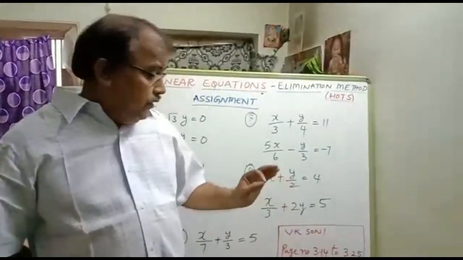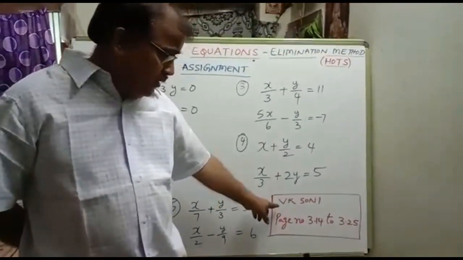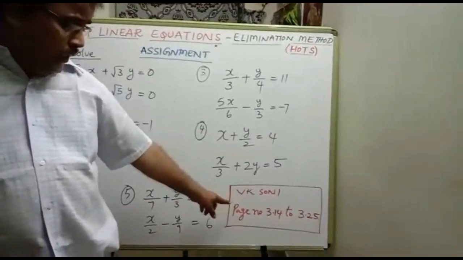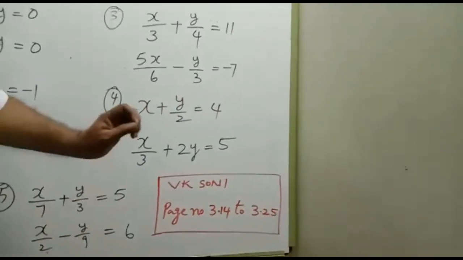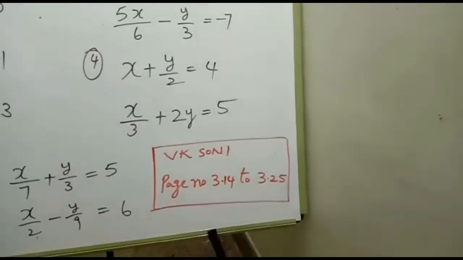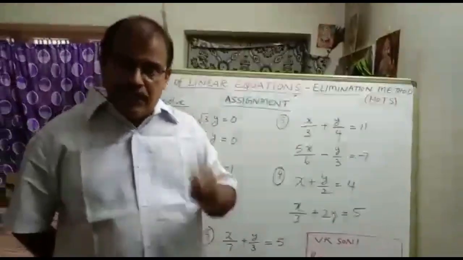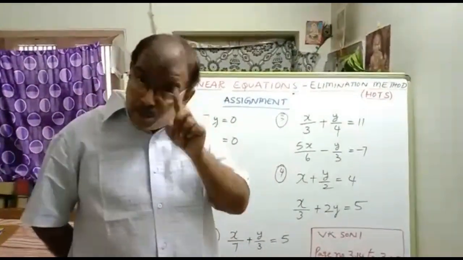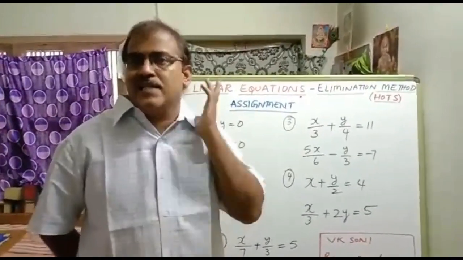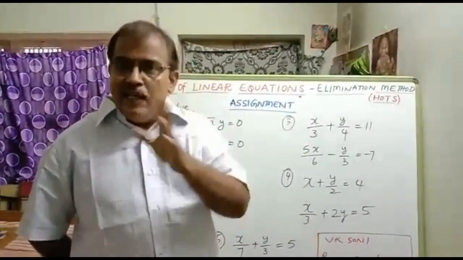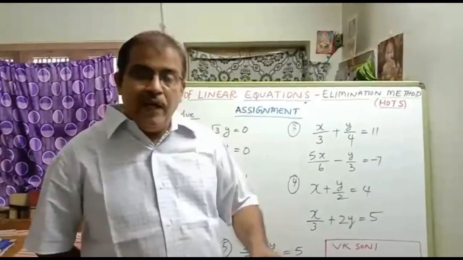Now all of you do these sums. These sums are from BK Soni, page number 3.14 to 3.25. All of you practice these sums, the illustrative examples, and also test your knowledge, that is nothing but the exercise. Test your knowledge sums are there in page number 3.14 to 3.25.